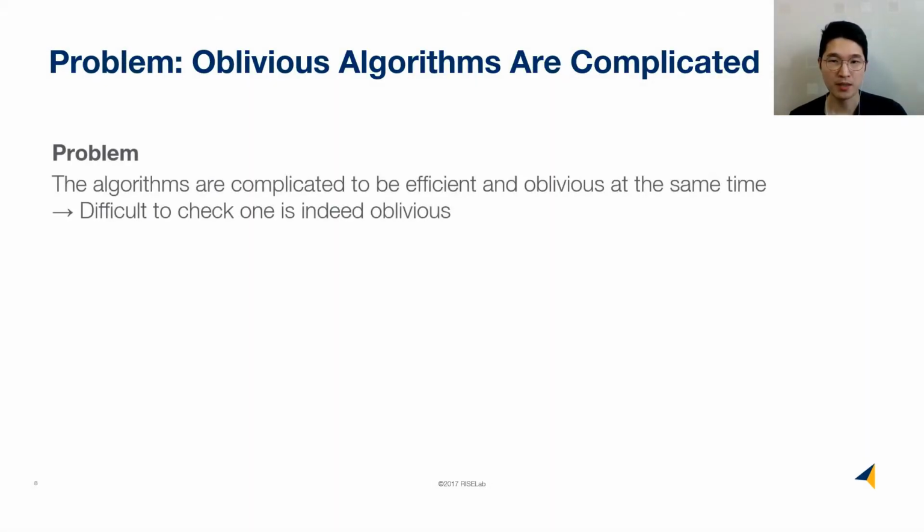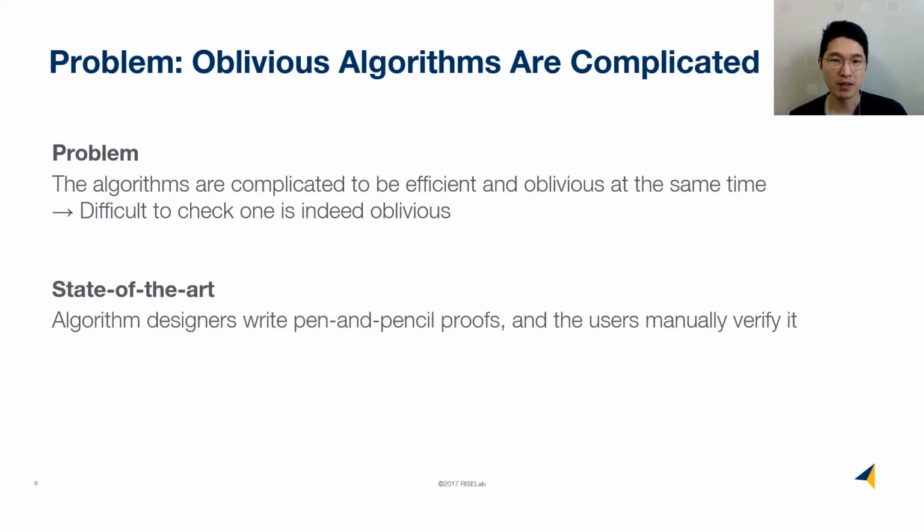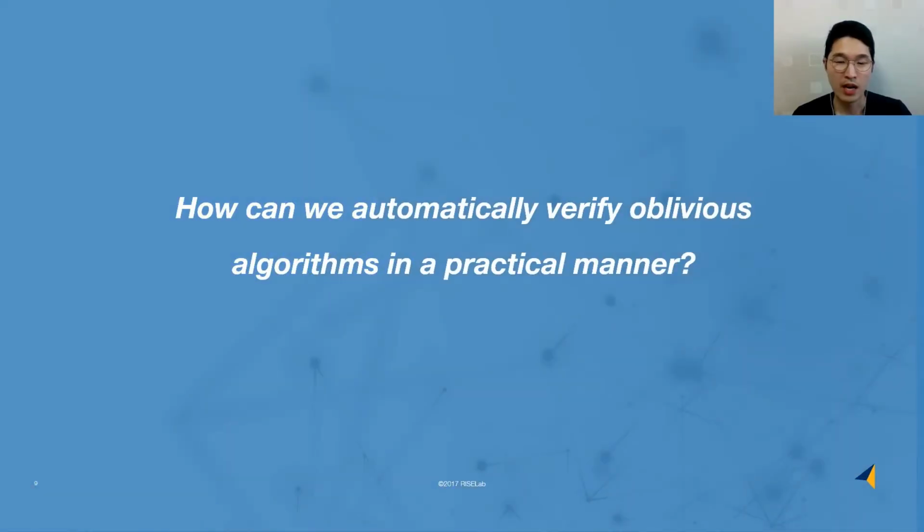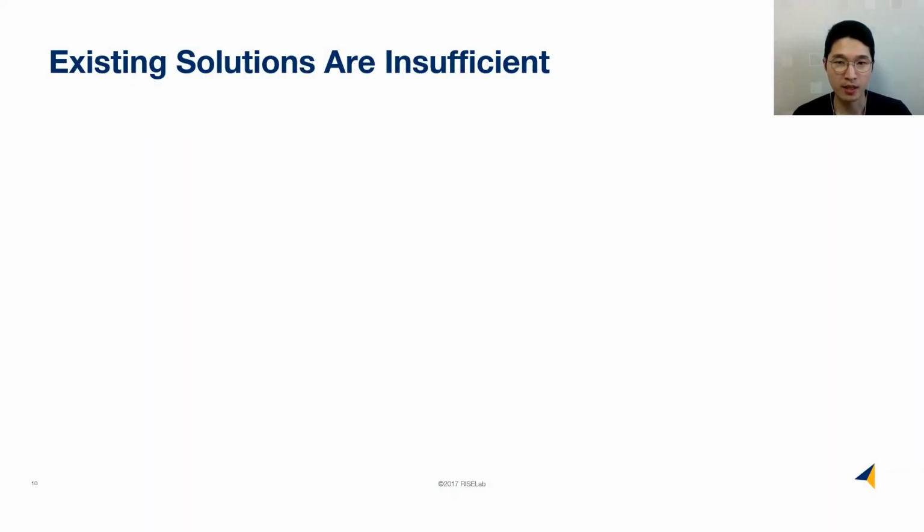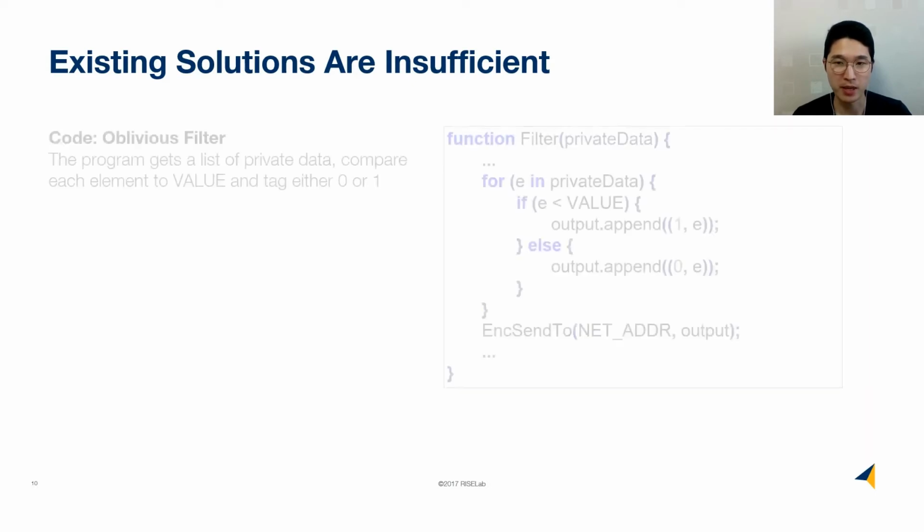Oblivious algorithms conceal access pattern leakage, but it is complicated to be both oblivious and efficient at the same time, which makes it difficult to check when one is indeed oblivious. Still, algorithm designers and the users have to write and understand the proofs of the algorithms manually. So how can you automatically check oblivious algorithms in a practical way? Unfortunately, existing solutions are insufficient when an algorithm uses unobservable space.